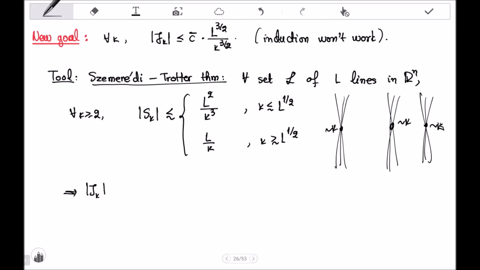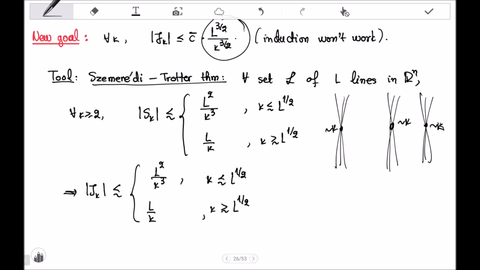For the K-rich joints, because they're K-rich, according to the level of richness, we do get an estimate. For a low level of richness, we're getting this, which is not trivial. And for high levels of richness, we're getting this. Notice that in this high richness case, we have immediately the estimate we were aiming for. We have something better. This is at most L over K to the 3/2. So we are done, and we don't need to care about it. We may assume that we are in the low richness case, and the joints satisfy this nice bound.